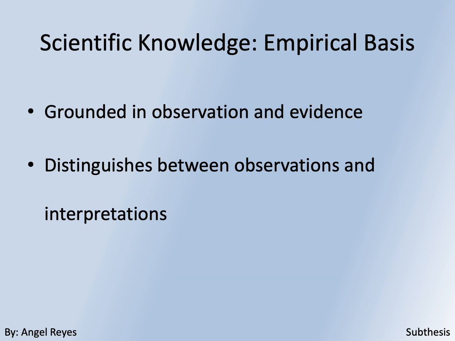The empirical basis of scientific knowledge means that it is grounded in observation and evidence rather than pure reasoning, authority, or tradition. Scientists distinguish carefully between observations, what was actually detected, and interpretations, what those observations might mean. This empirical foundation connects scientific claims directly to the observable world, providing a check against pure speculation. Even abstract theoretical concepts in science must eventually connect to observable phenomena to be considered valid scientific knowledge.